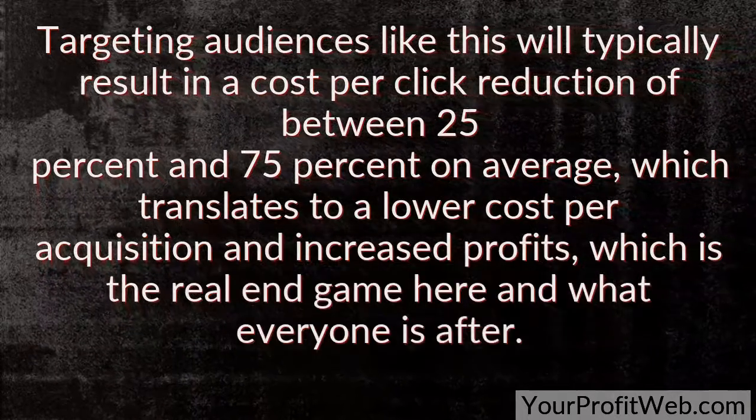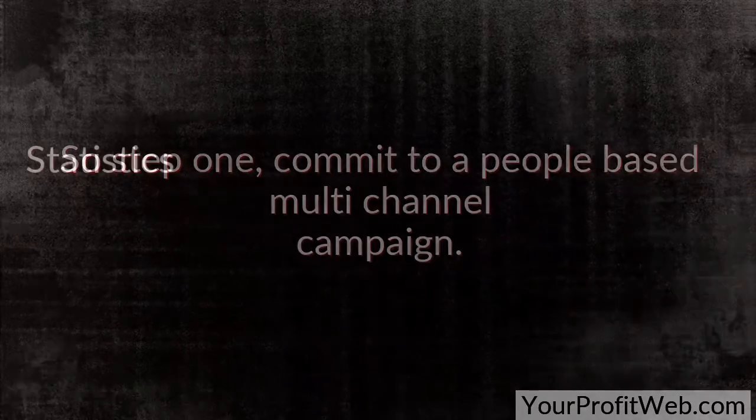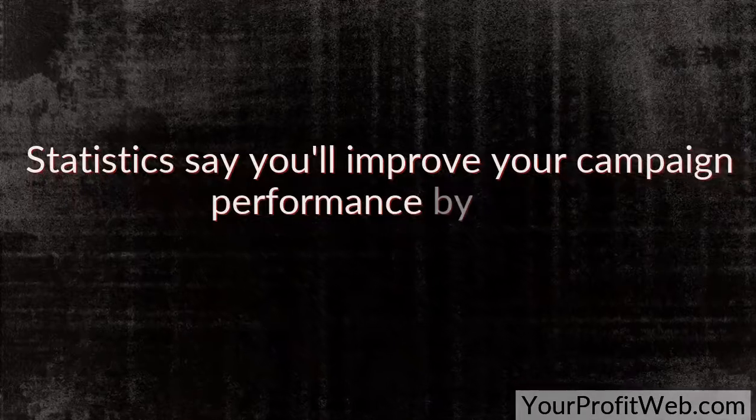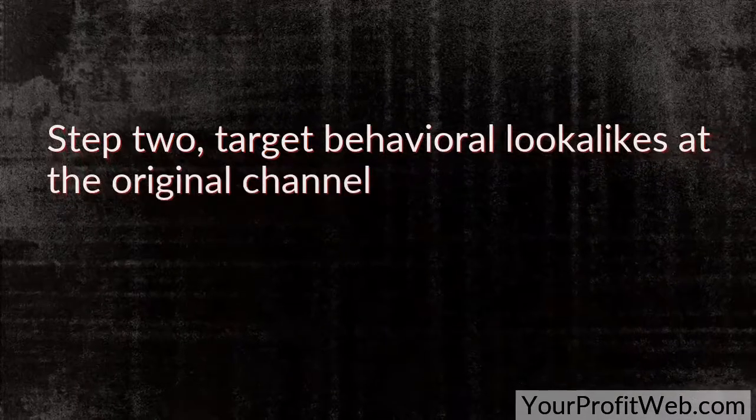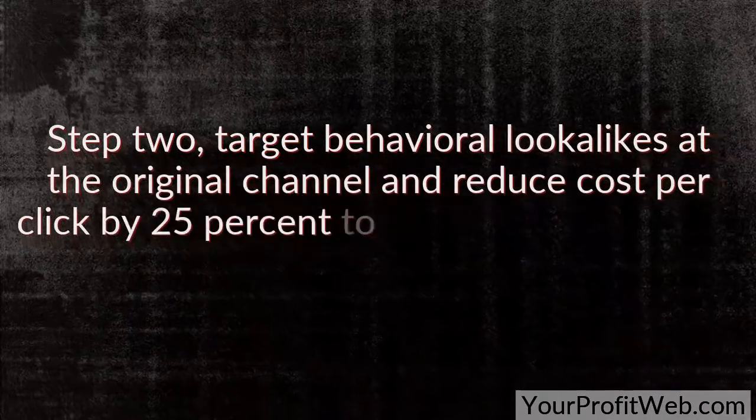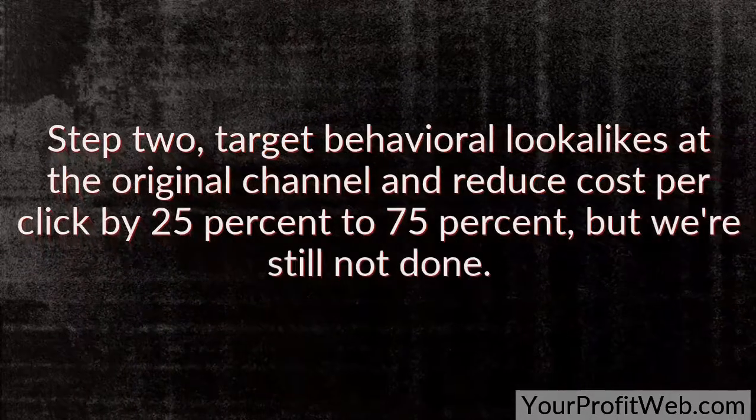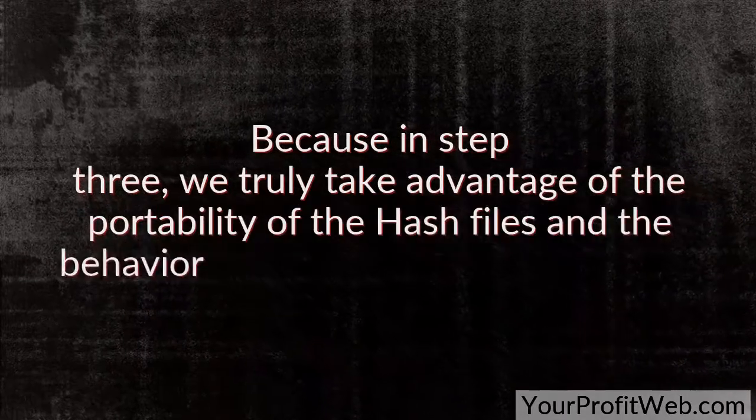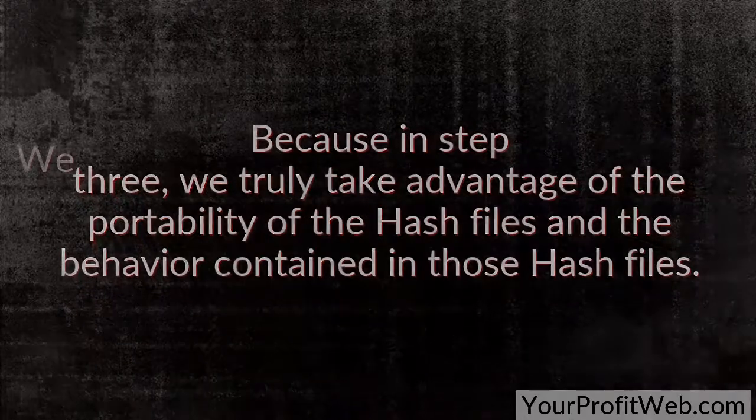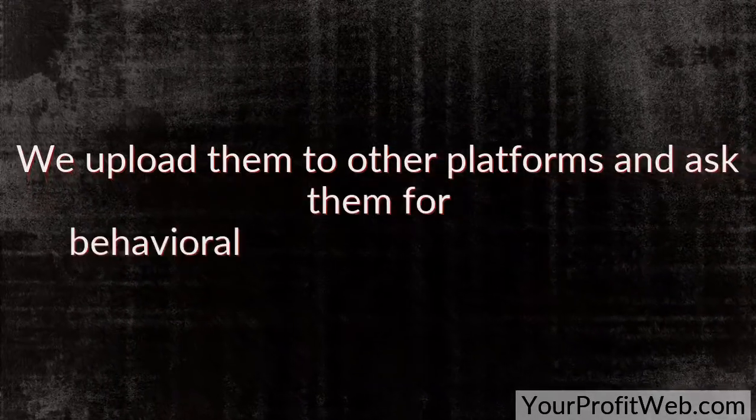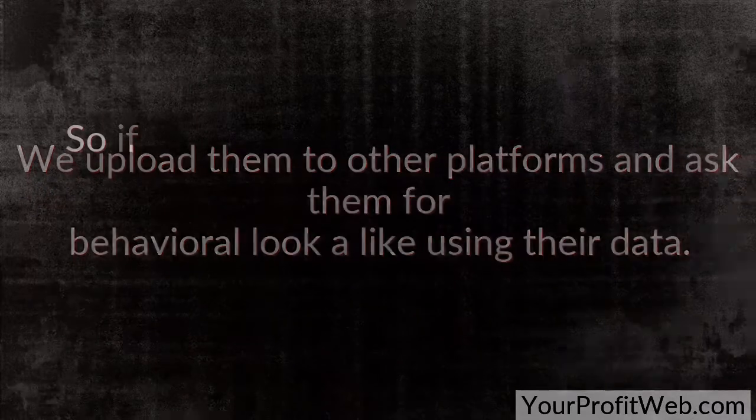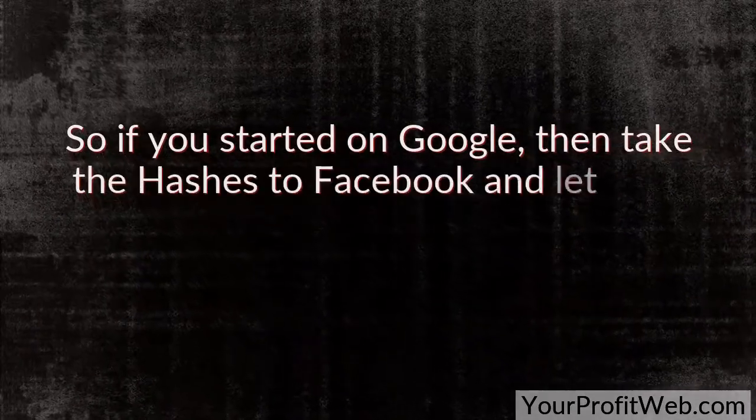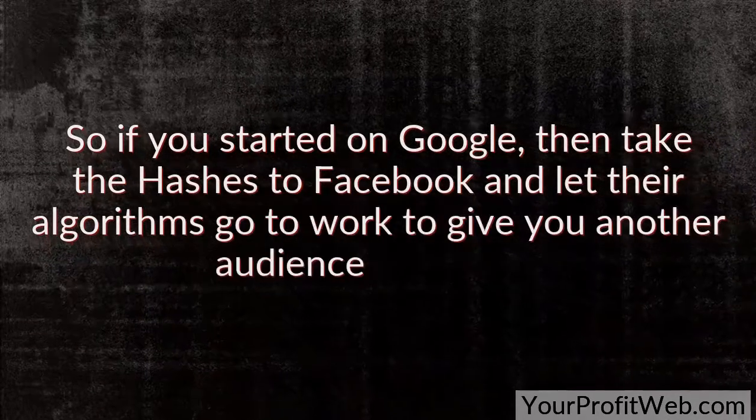So step 1, commit to a people-based multi-channel campaign. Statistics say you'll improve your campaign performance by 300%. Step 2, target behavioral lookalikes at the original channel and reduce cost per click by 25% to 75%, but we're still not done. Because in step 3, we truly take advantage of the portability of the hash files and the behavior contained in those hash files. We upload them to other platforms and ask them for behavioral lookalikes using their data. So if you started on Google, then take the hashes to Facebook and let their algorithms go to work to give you another audience, and so on.